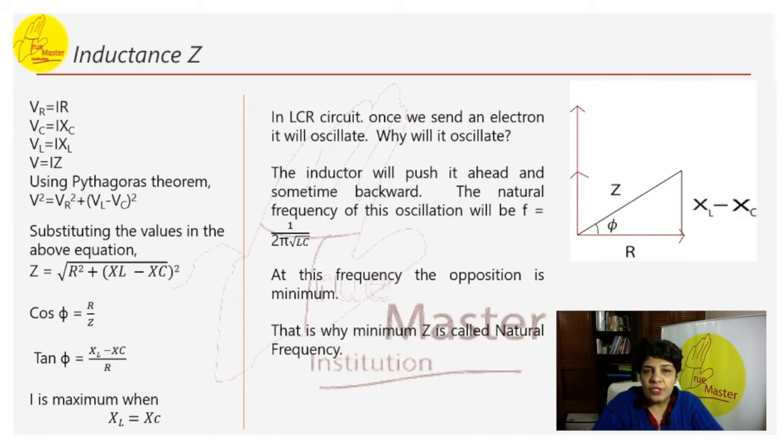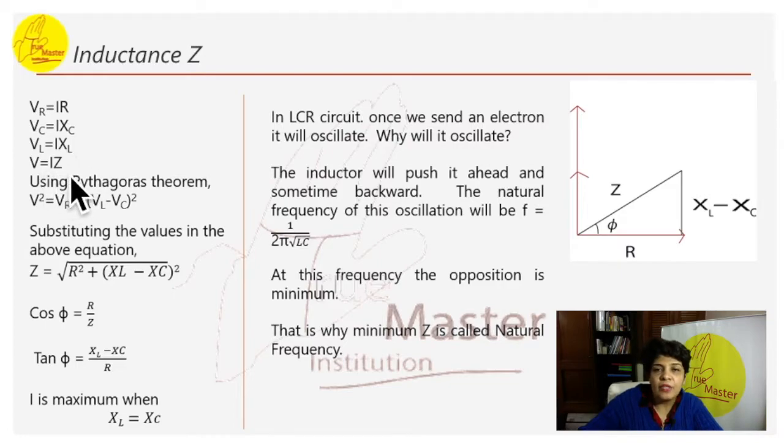Now, we are just keeping some values here. VR equals IR, that is, V equals IR. If it's for capacitance, we will say V equals IXC, and if it's for inductance, we will say VL equals IXL. So if it is V in total, then it will be V equals IZ.